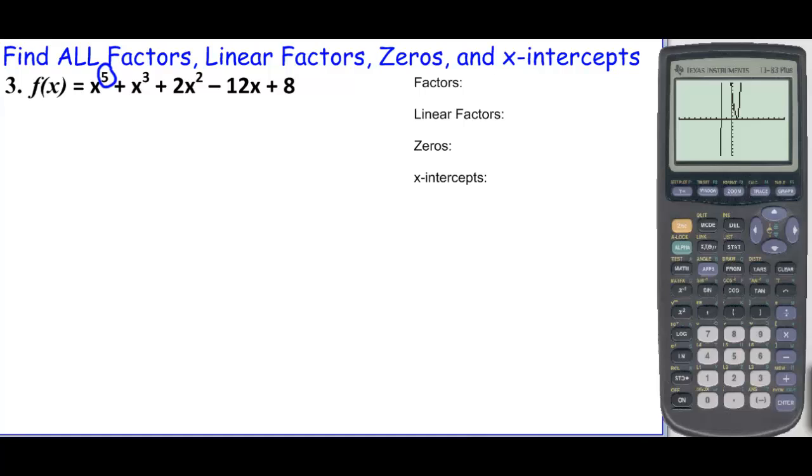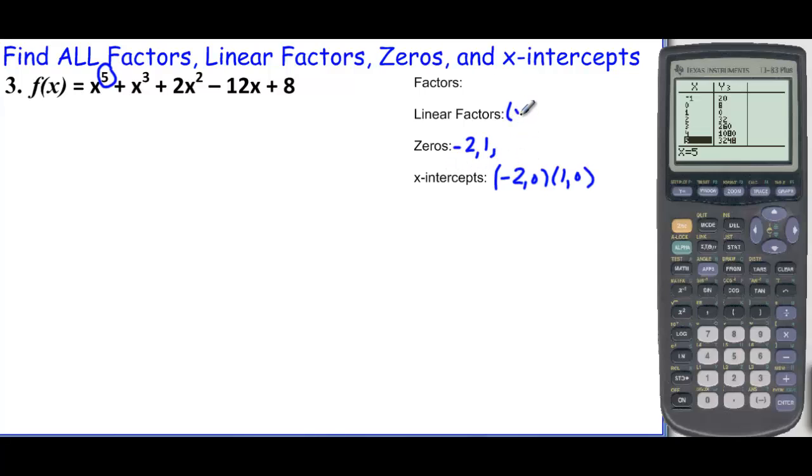Now if I look, it looks like it only hits the x-axis 2 times. But I know I have 5 solutions, so they must not all be x-intercepts. So let's go back into the table and see which numbers are x-intercepts. If I scroll through, I see that negative 2, 0 is an x-intercept, and 1, 0. There were only 2 things I saw anyways, so I know I have negative 2, 0 and 1, 0. Which means that negative 2 is a 0 and 1 is a 0.